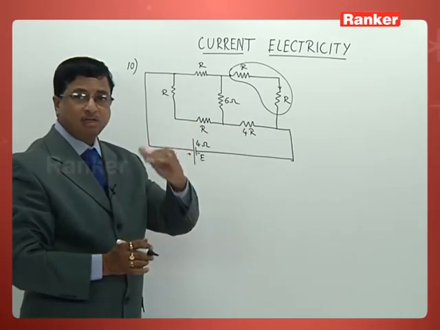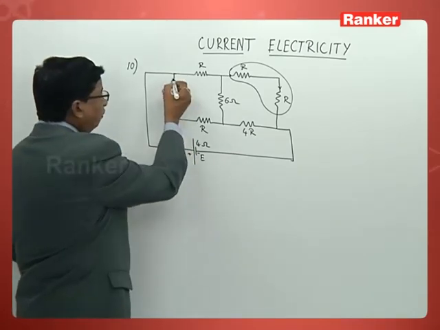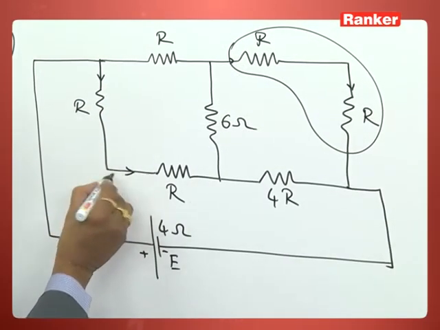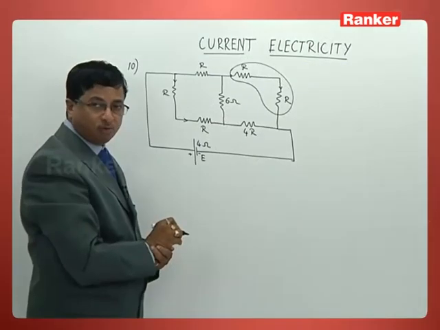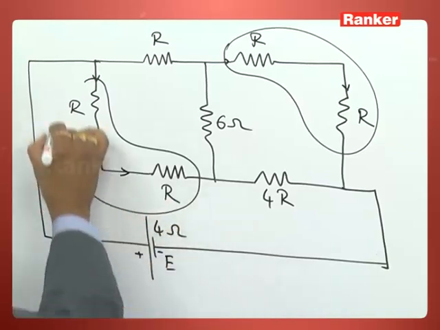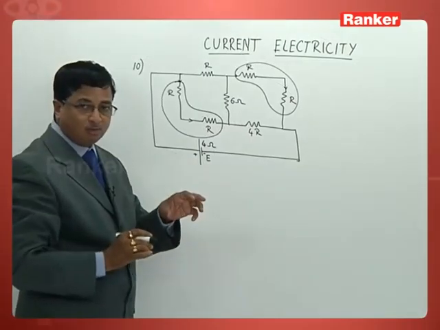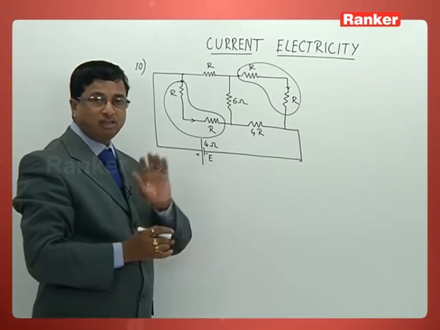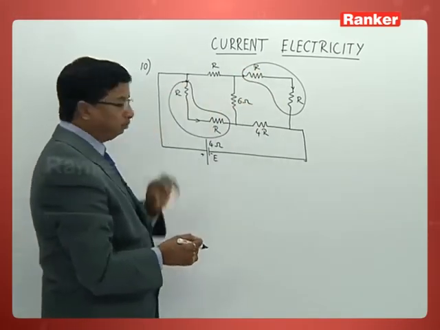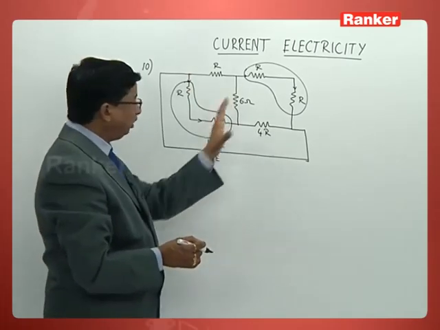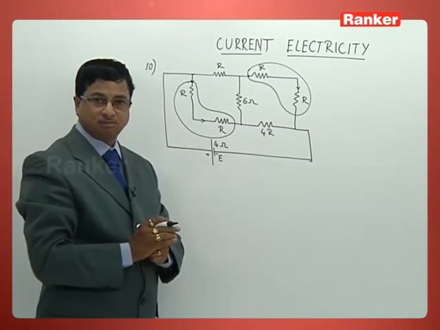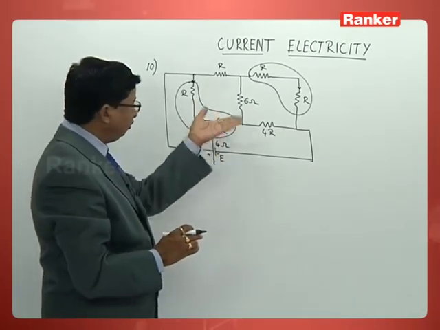Same concept I can take again like this. Whatever current enters this way, the same current enters into this branch also. So what should you understand again? These two resistances are also in series with one another. The moment you can identify these two, you can totally minimize the size of the circuit. How to minimize that? Now you can understand.